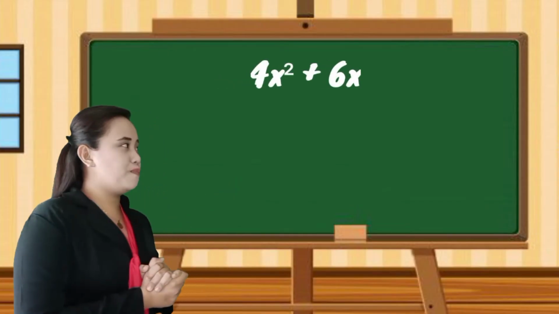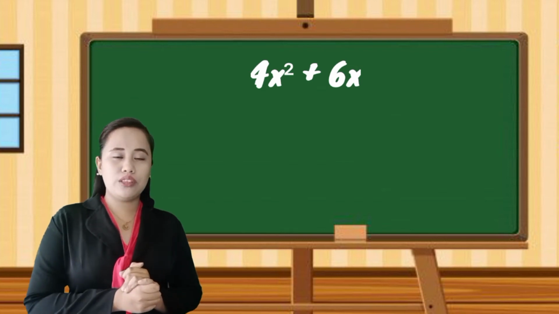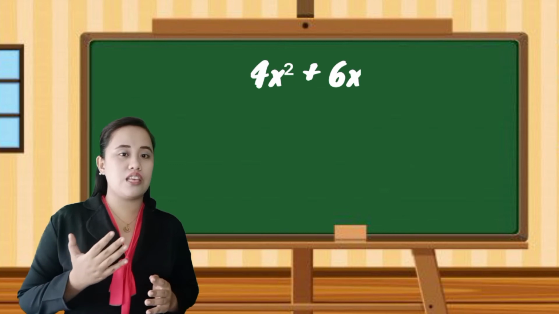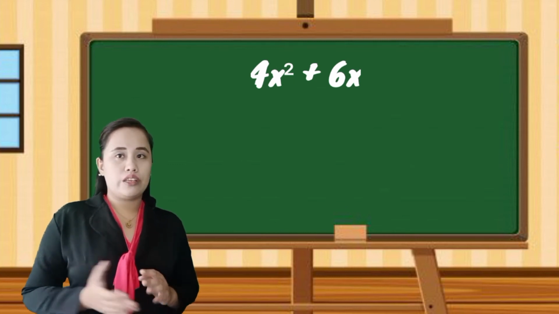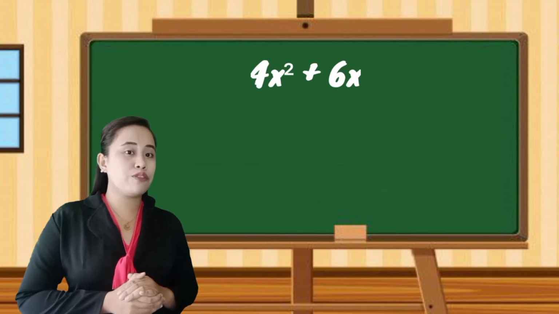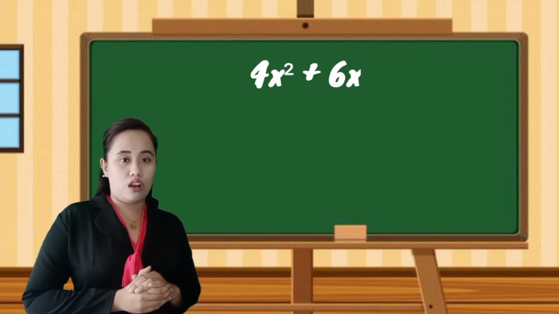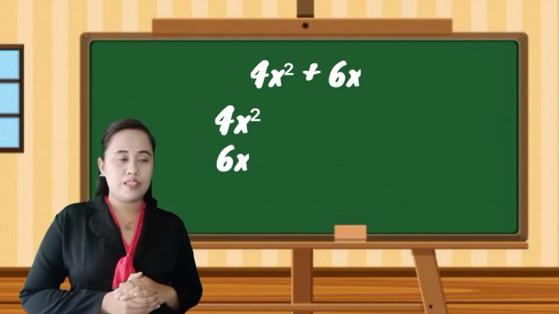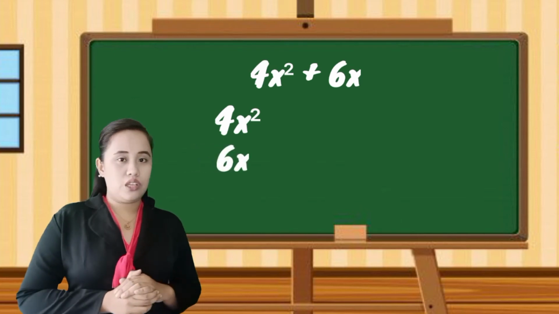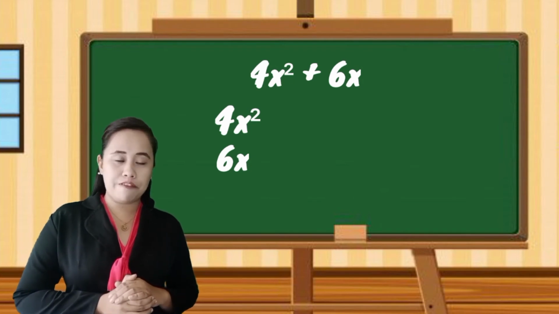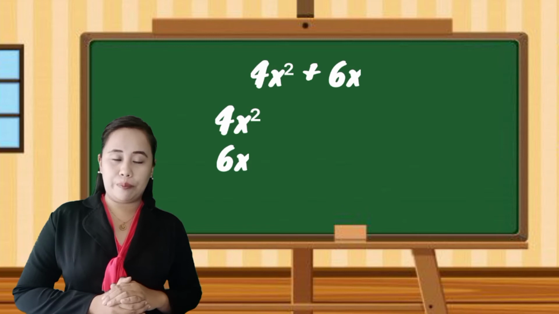Okay, for step 1, you have to treat each term of your polynomial expression as a single term. For instance, if we have 4x squared plus 6x, we have two single terms, which are 4x squared and 6x. After treating those terms as single terms, we're going to find the prime factors of each term.